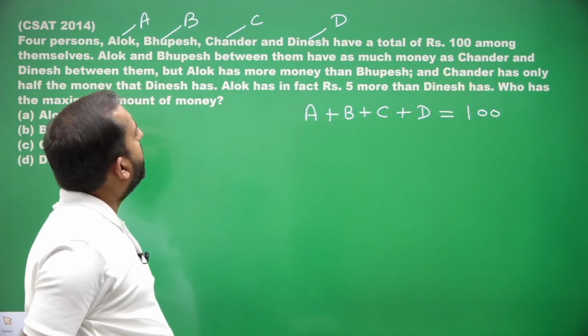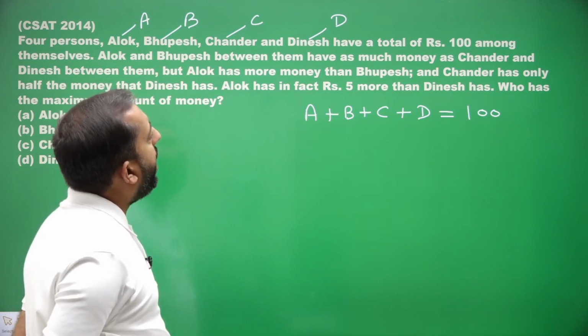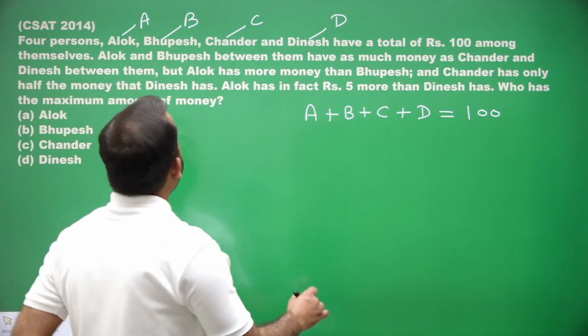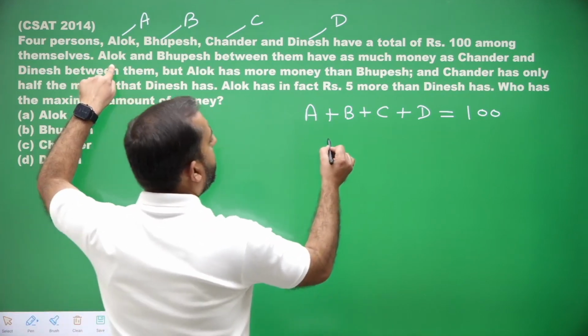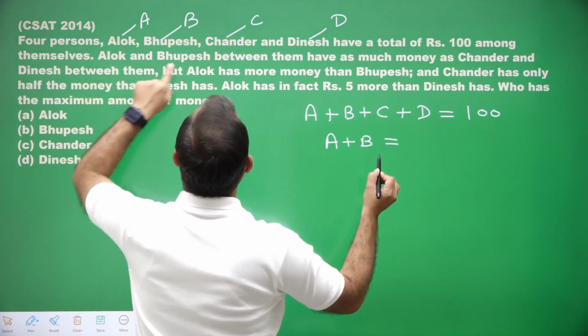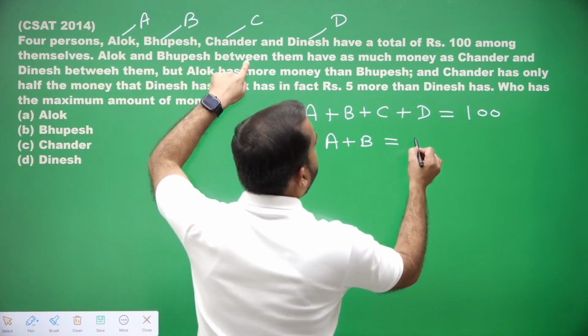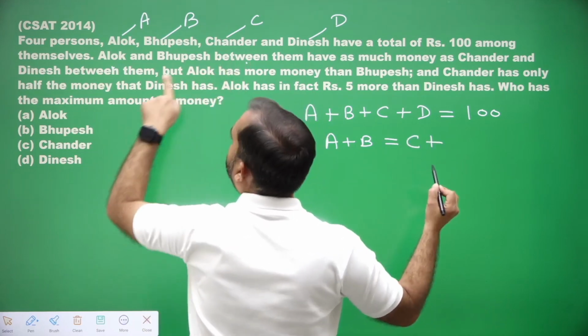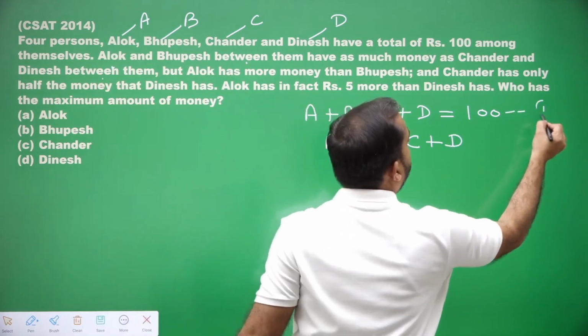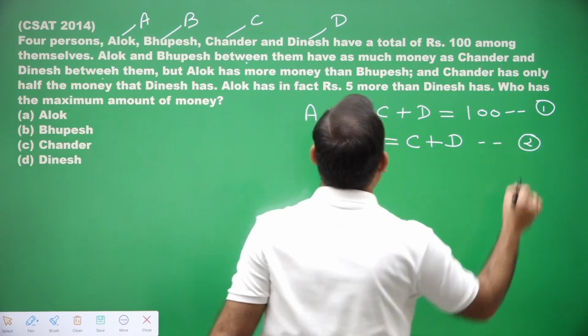Alok and Bhupesh between them have as much money as Chandar and Dinesh between them. So money with A and B is equal to money with C and D. It is also given. This is our equation number 1. This is our equation number 2.